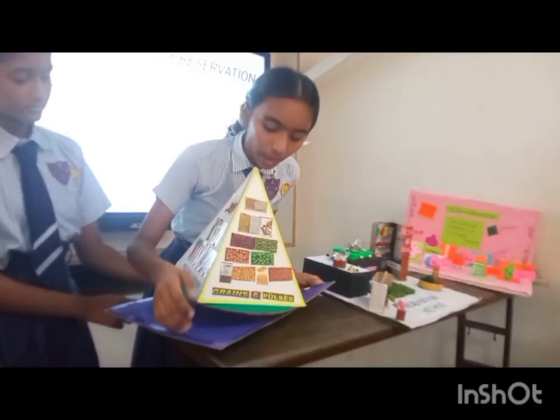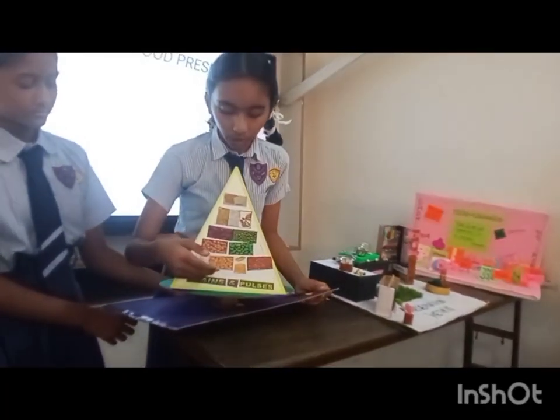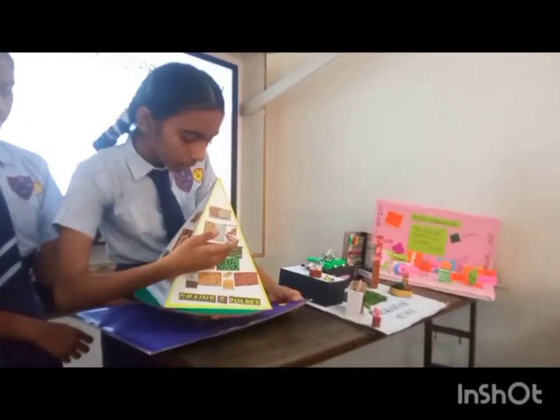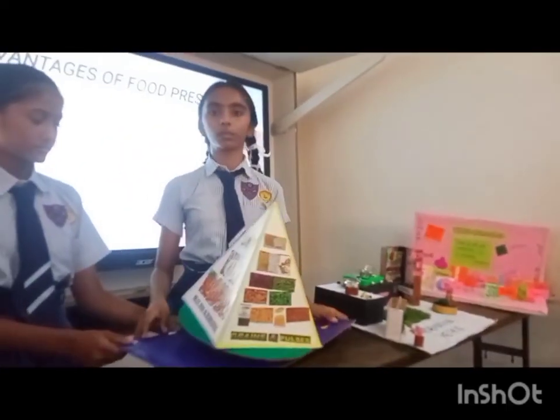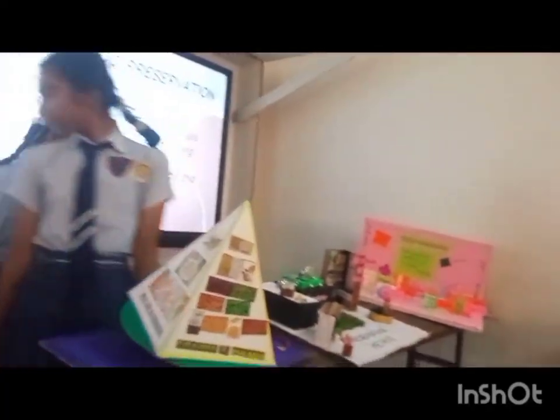In this part, there are grains and pulses. In grains and pulses, there are bread, rice, nuts, then peas, etc. Now, I would like to call Manvi to explain our model.